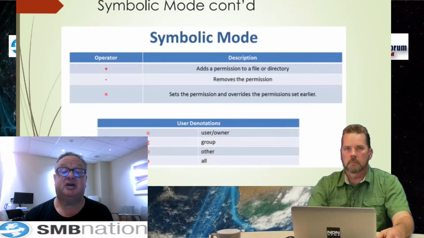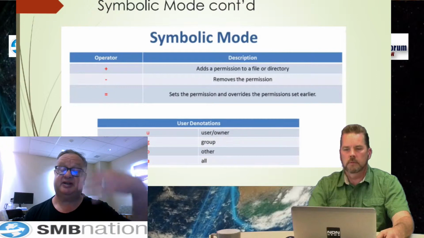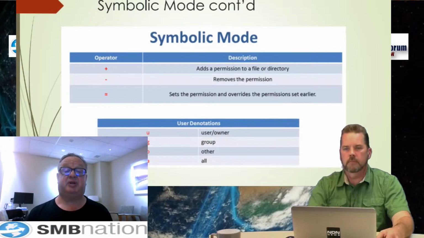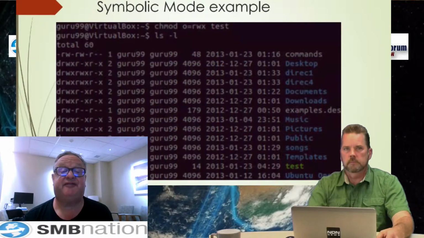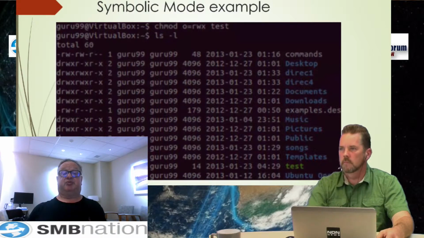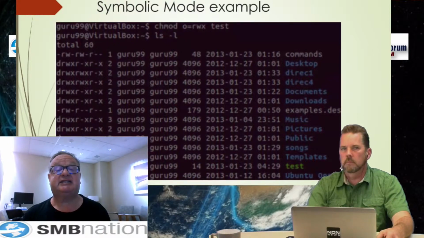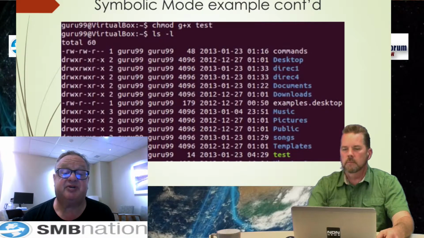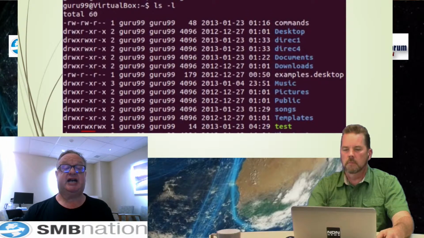And then the U is user owner, G group, O other, A all. That is a symbolic mode. That's the setup for it. And then I have an example of it, how it plays out for the test file, read, write, execute for the world. Bottom of the screen, folks, if you're looking at the bottom of the screen, read, write, execute of the test file. And moving on, as I like to say, you'll see that we changed using the symbolic mode. At the bottom of the screen, we have read, write, execute for the group Guru 99.